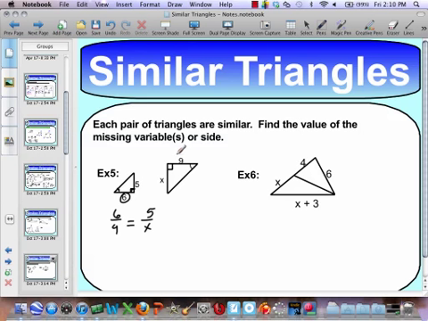Okay. Now, some of you might have set this up differently. What if you had 6 over 5 equals 9 over x? Is that still working? Yeah. The 6 corresponds to the 9, doesn't it? Yes. And the 5 corresponds to the x, doesn't it? What if I did x over 5 equals 9 over 6? Does that work? Yes.